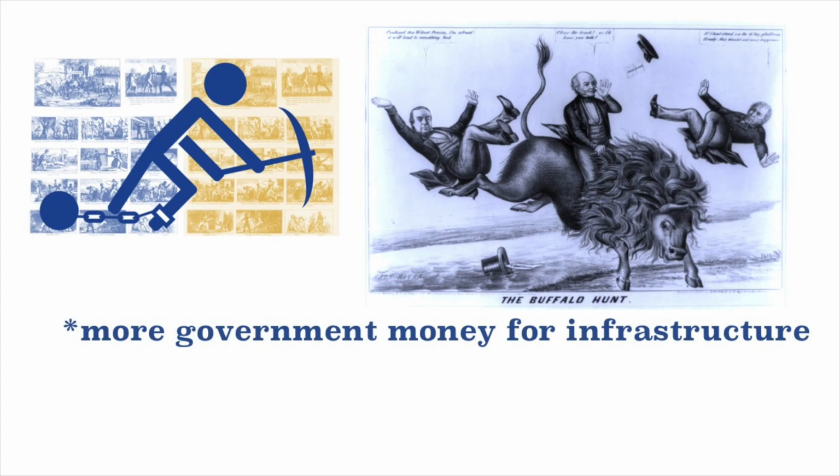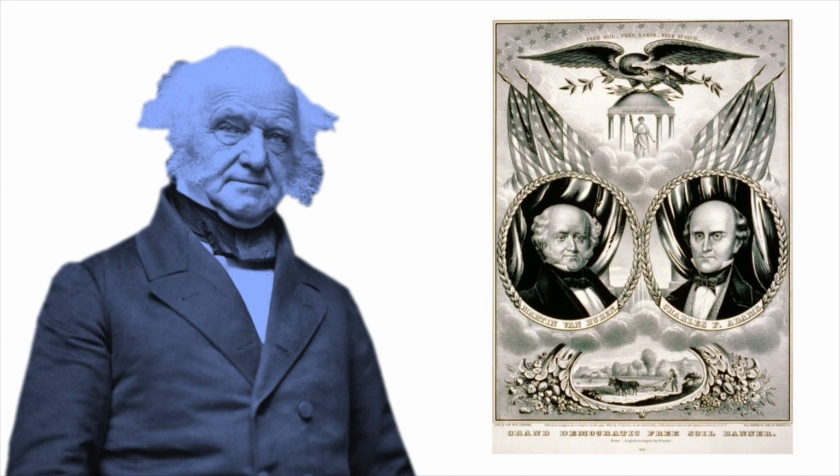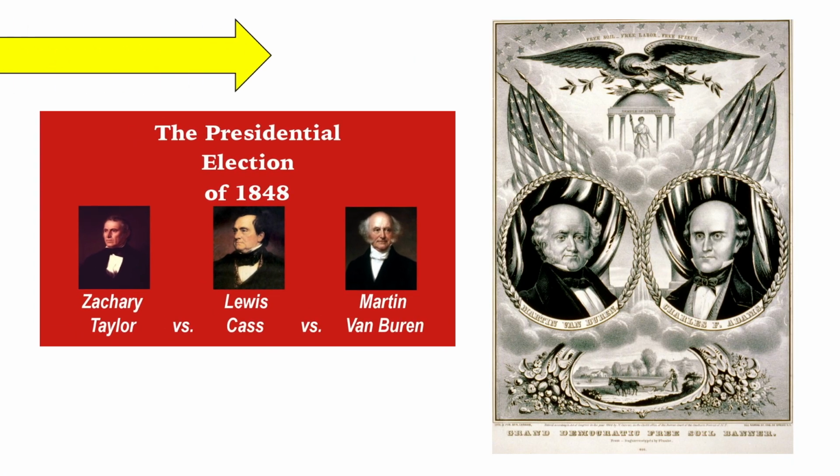They had issues other than slavery. For example, they wanted more government money for infrastructure, a homestead law, and a way to pay off the debt, and a new tariff to pay for it. Tariffs. Ooh. So back to their presidential candidate, Martin Van Buren, going for re-election again in the election of 1848, which you can find more about here. Go watch it and come back. Everyone else here will wait for you. Don't worry. Okay, thanks for doing that.